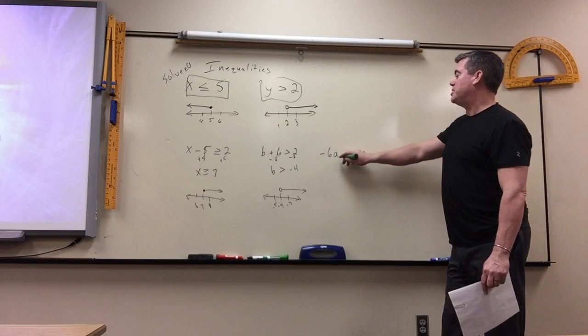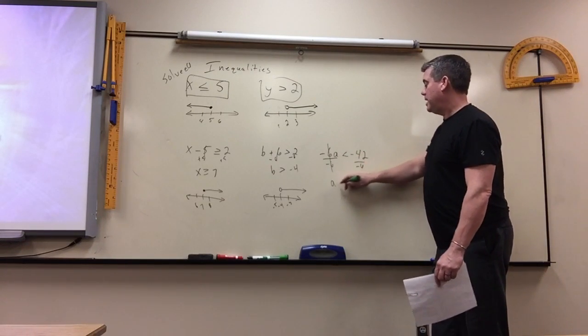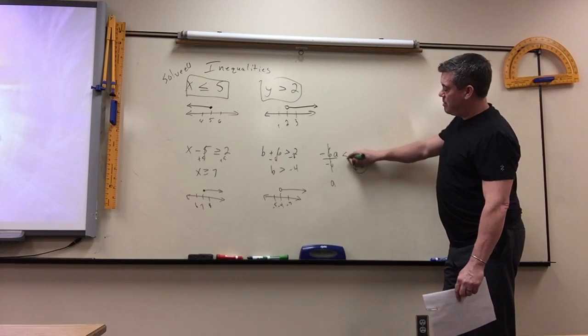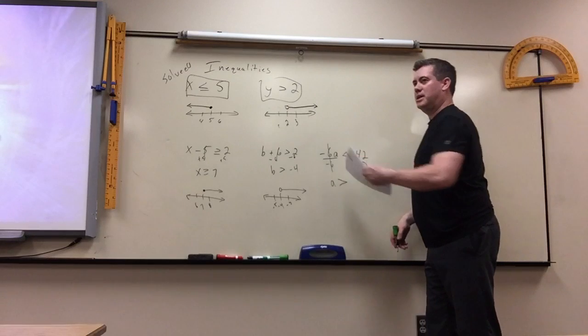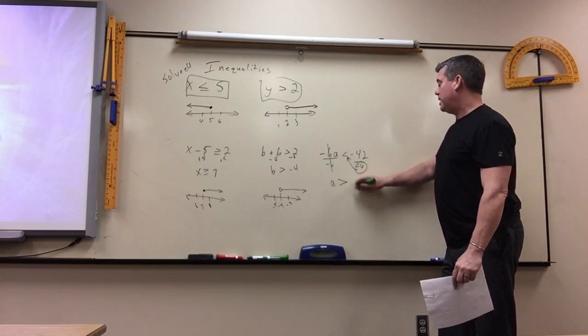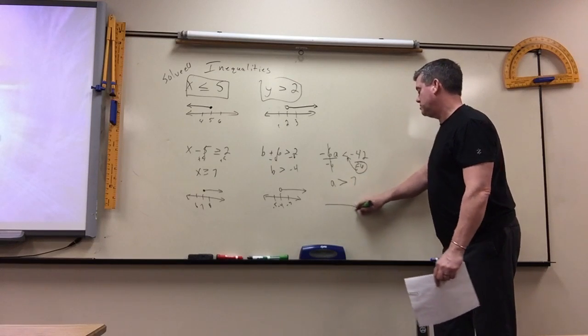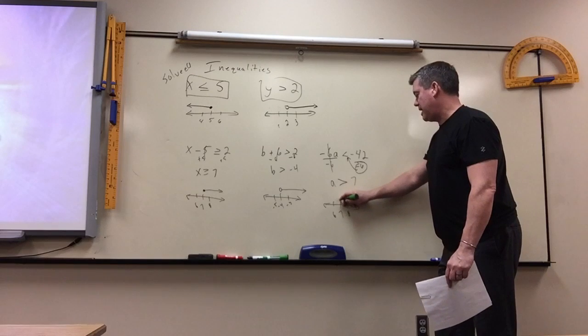This one, it's negative 6 times A, so you got to divide by negative 6. And when you divide by negative, remember you got to switch the direction of the sign. In anything with inequalities, you got to do that, no matter what kind of stuff you're doing. So negative over negative is positive 7. So this would be the graph of that.